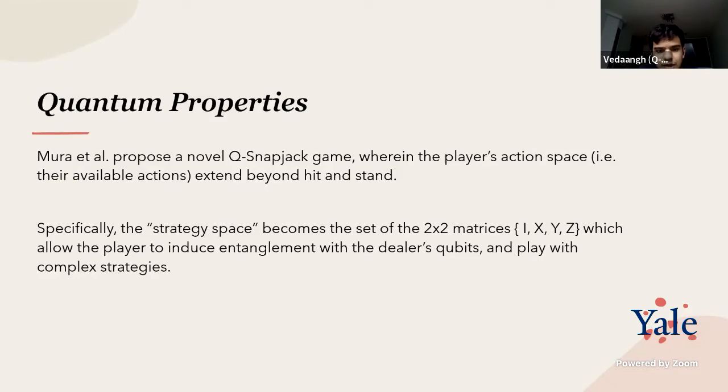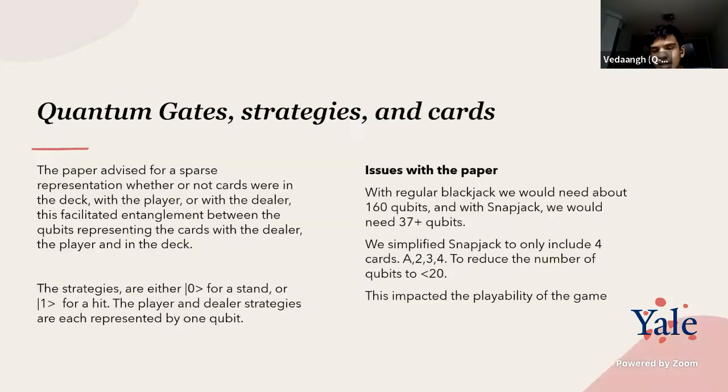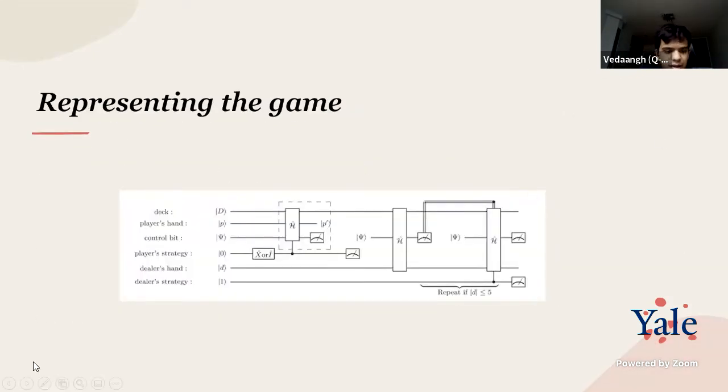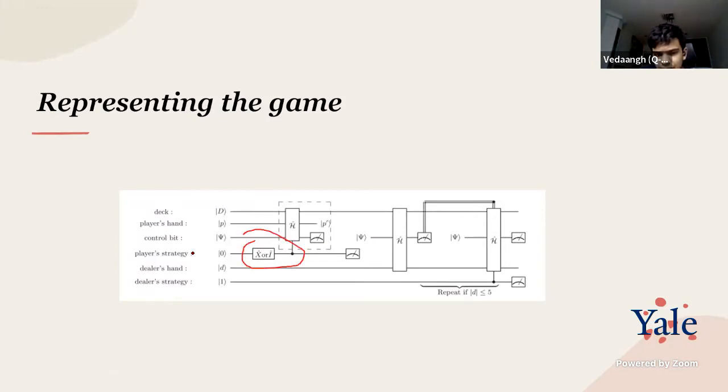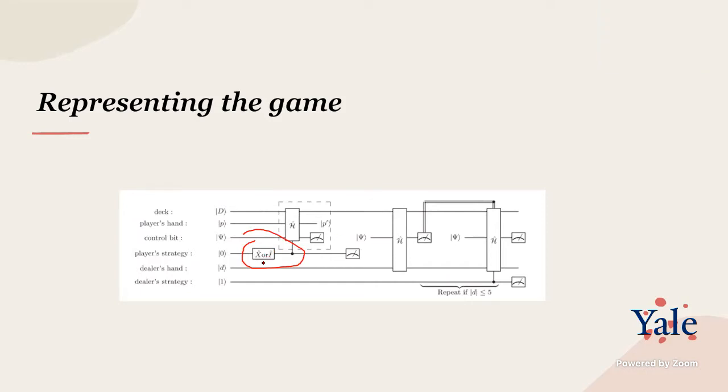And then the strategy. The novel property of this, the quantum twist, was that right here in the, I hope you can see my annotations, right here in the X or I. Yes, we can. Okay, thank you.